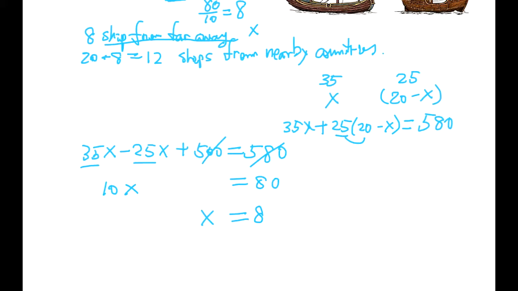So this is the number of ships from far away. Then 20 minus x equals 12. That's the number of ships from nearby countries. Okay, so it's pretty much the same way the math works. It's just a different setup, different stories.